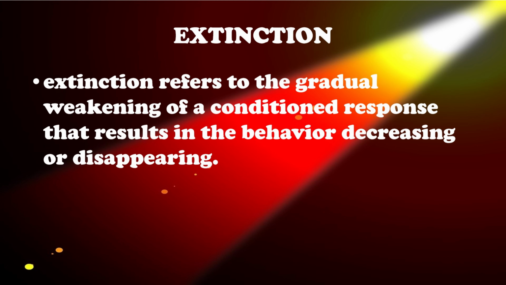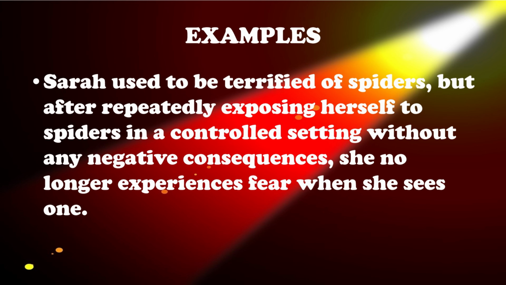The next one we are going to discuss is extinction. Extinction refers to the gradual weakening of a conditioned response that results in the behavior decreasing or disappearing. For example, Sarah used to be terrified of spiders, but after repeatedly exposing herself to spiders in a controlled setting without any negative consequences, she no longer experiences fear when she sees one.